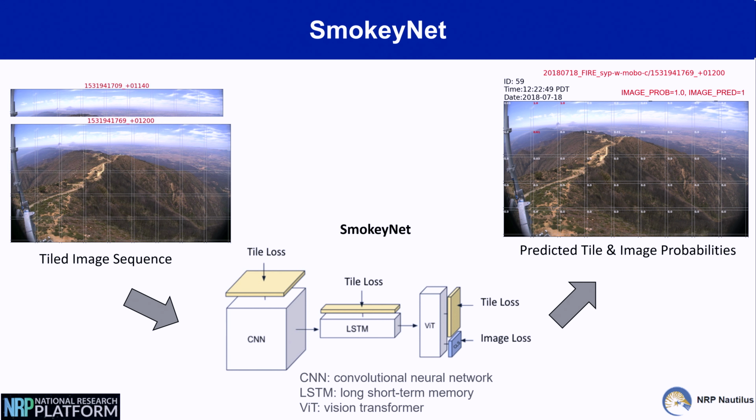And so the image probability determines the detection, right? So whether SmokeyNet thinks that there is smoke in this image or not. And then tile probabilities are the numbers within the tiles. And that indicates whether SmokeyNet thinks that there is smoke in that area or not. Okay.